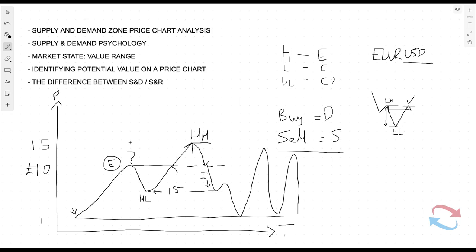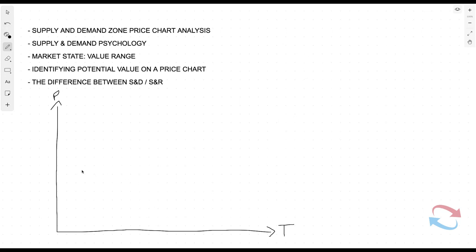Right now, one thing I've got up here is the difference between supply and demand, support and resistance. So I'm going to have to clear this chart. So now that the chart is cleared, the difference between supply and demand and support and resistance. So really, supply and demand, or I should say support and resistance, is supply and demand zones that have been really projected into the future, right?